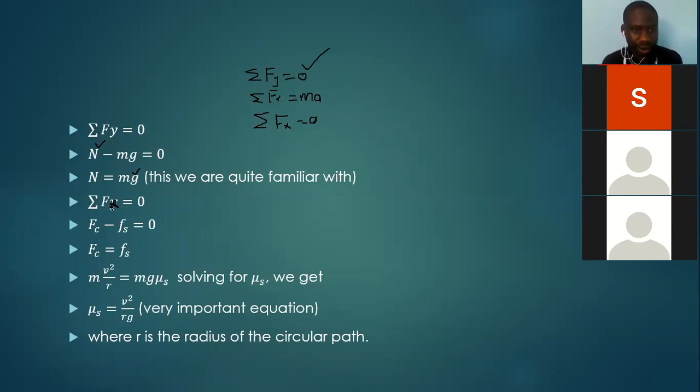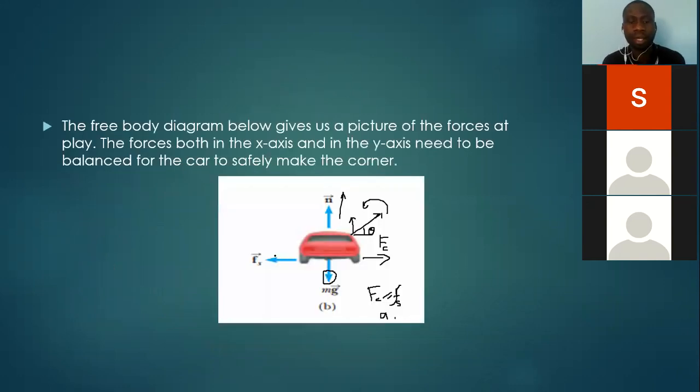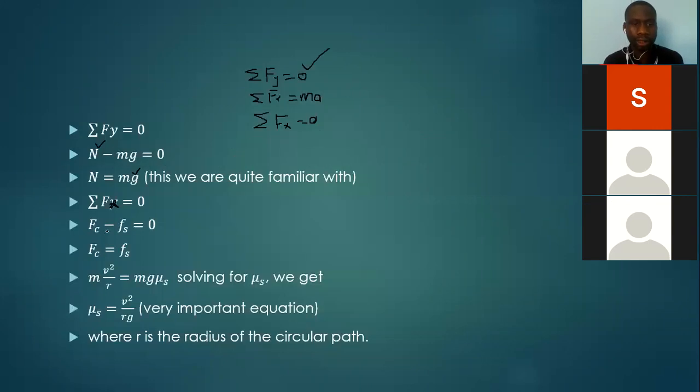So forces in the x-axis, as you can see, in the x-axis we have the friction force pointing in the negative direction and the centripetal force pointing in the positive direction. That is how come we have this expression, and we have it that our centripetal force is equal to friction force. And we remember we said that our centripetal force is equal to V squared over R.